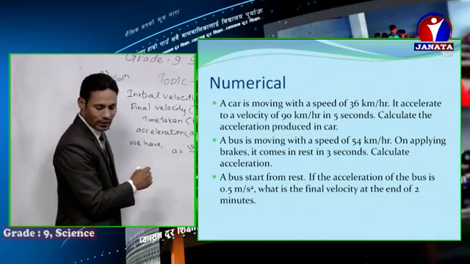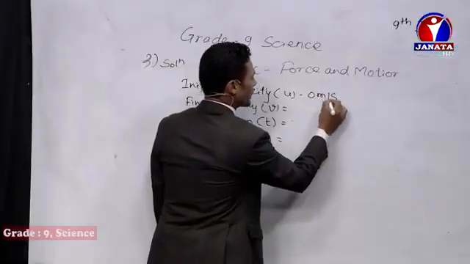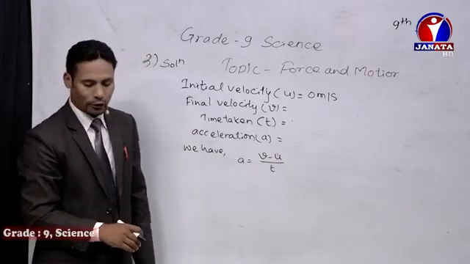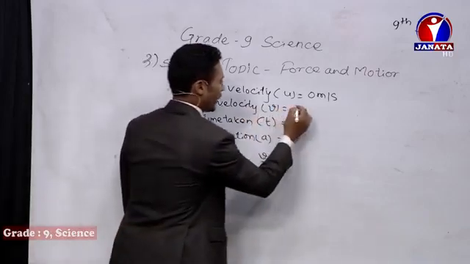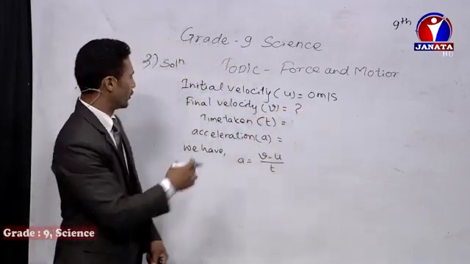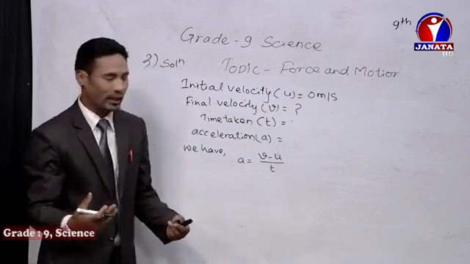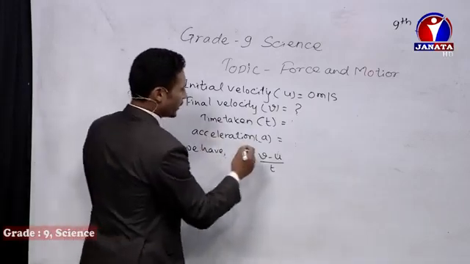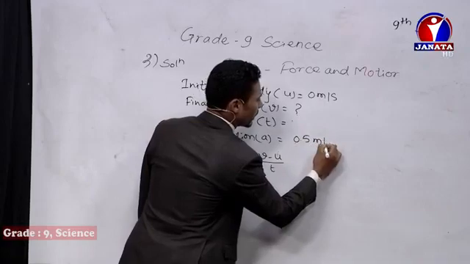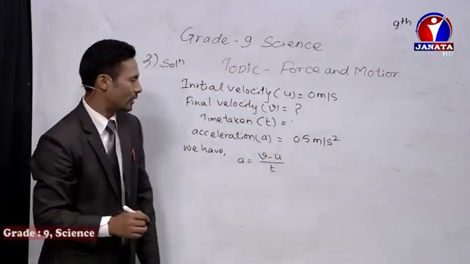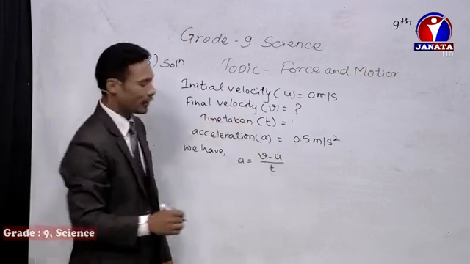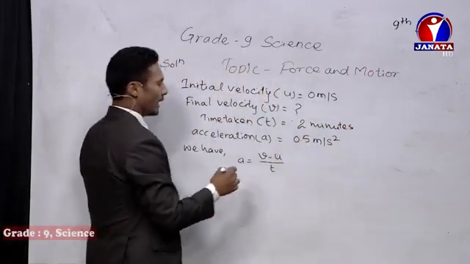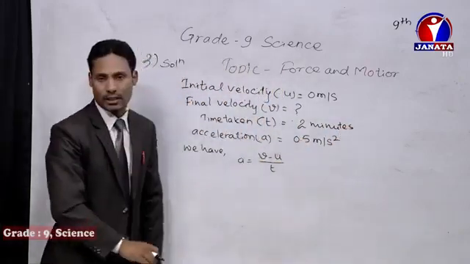That's why initial velocity is 0 meter per second, because the bus starts from the rest. And we need to calculate the final velocity. While you solve, you write down whatever you have to calculate at the last, but I am writing here because it is already written over there. Acceleration is given, 0.5 meter per second square, and the time taken is also given, 2 minutes, right? Then we need to find this final velocity.